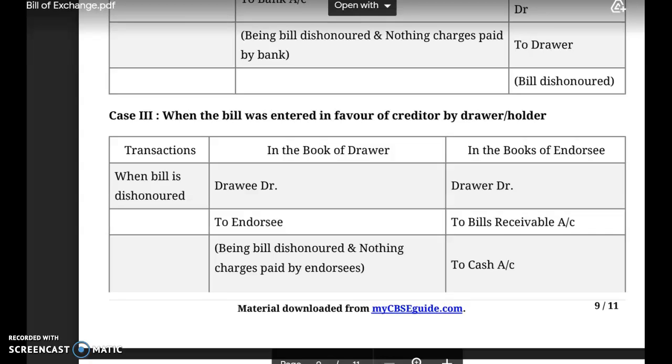And in the books of the drawee, same entry will be, that is bills payable account debit, noting charges account debit to drawer. But in the books of endorsee, entry will be drawer account debit to bills receivable account, to cash account, as he will debit the drawer who has endorsed the bill. Bills receivable will be credited by him and he will credit the cash account for payment of noting charges.